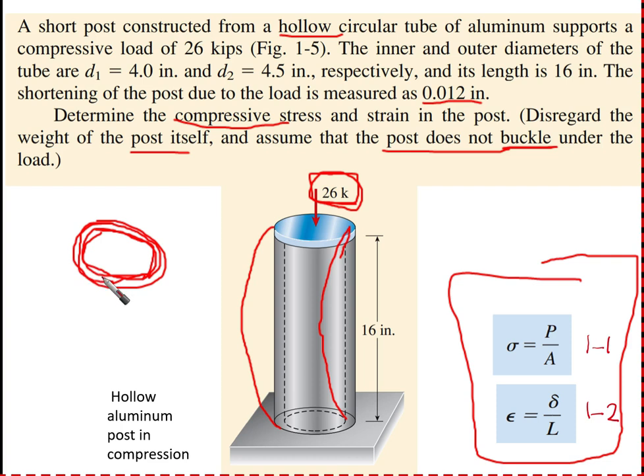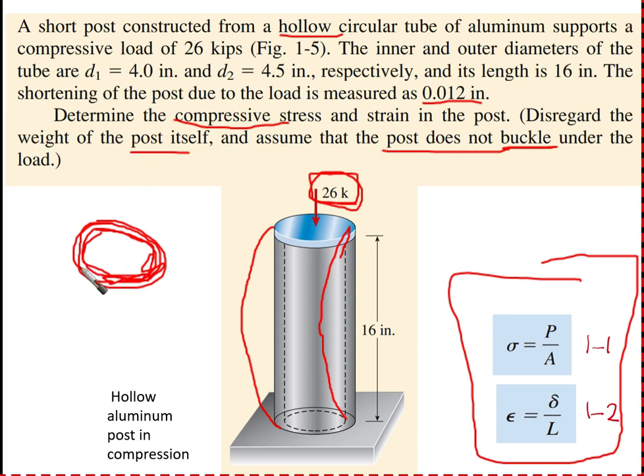So the thickness here is going to be the only part of the member that develops the stresses for bearing or withstanding the force. So we need to get the area. We have the outer diameter, which is D2, 4.5 inches, and we have the inner diameter, which is 4 inches.